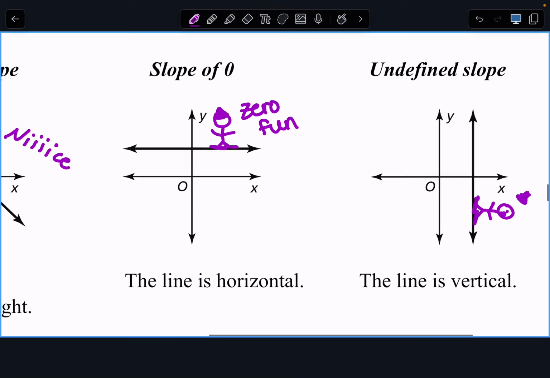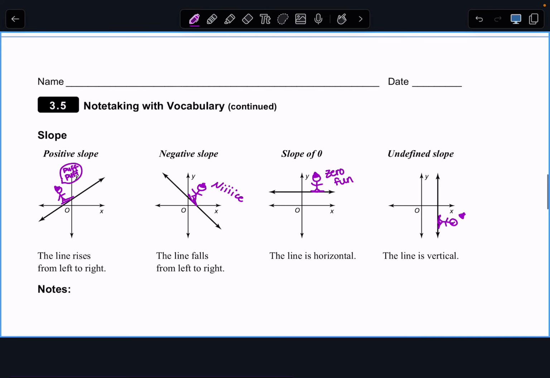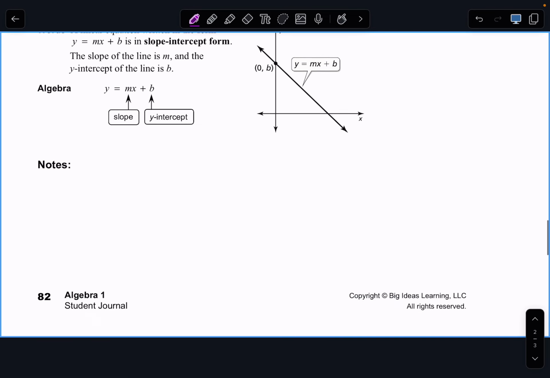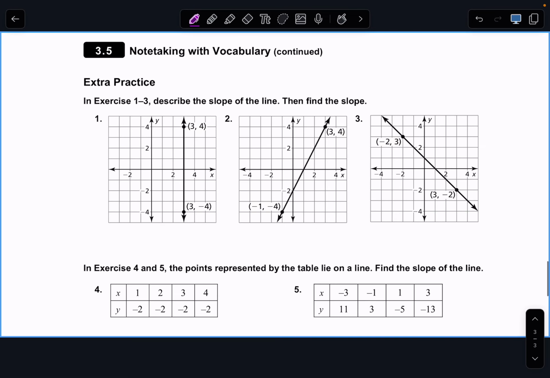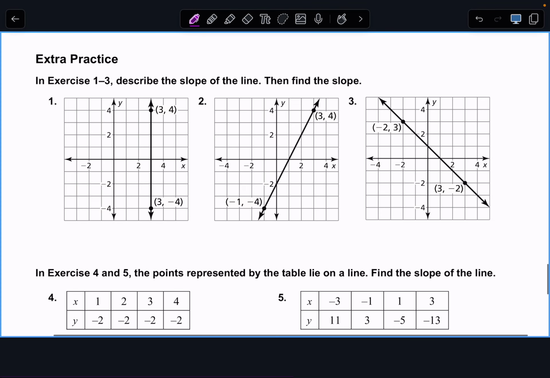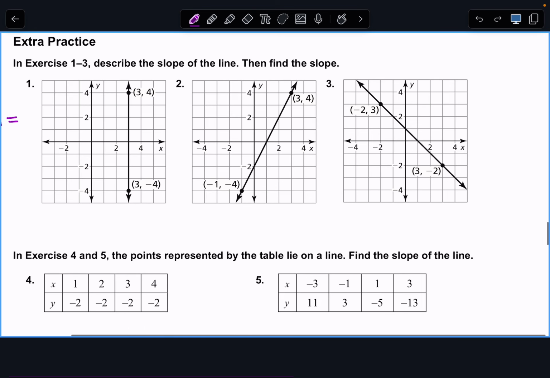Okay. Now, what we're going to do is, again, turn to the next page. And I want us to figure out the slopes of these lines just from the graph. Okay? So, in the interest of time, M is for slope. What is the slope of this line? Undefined. Okay.